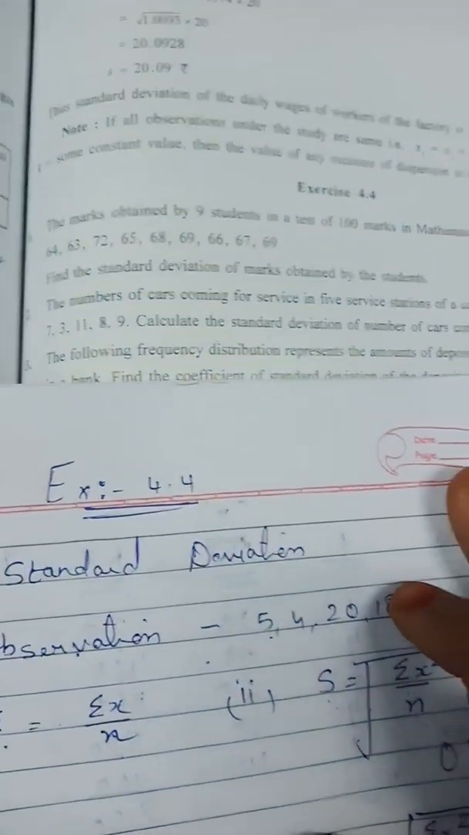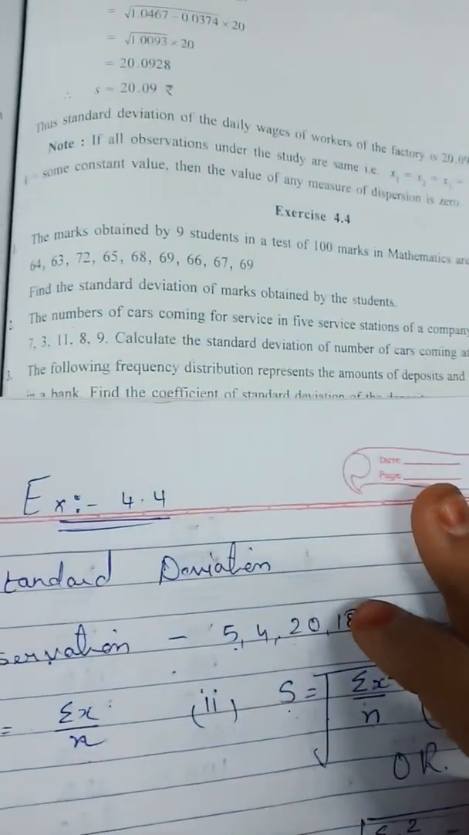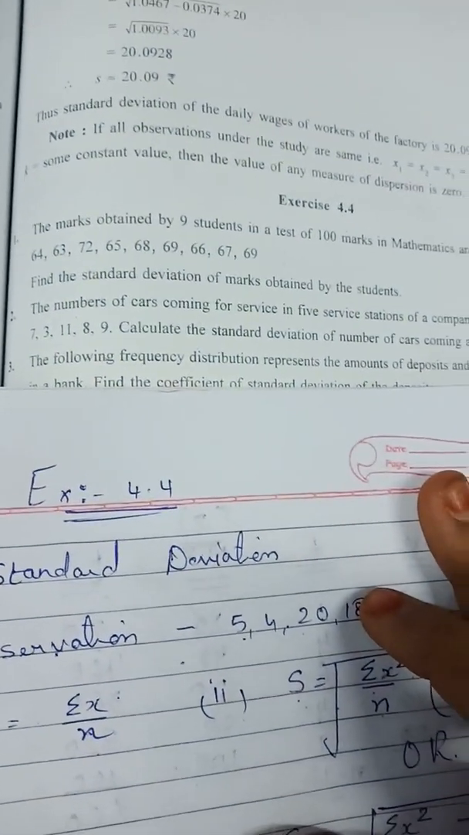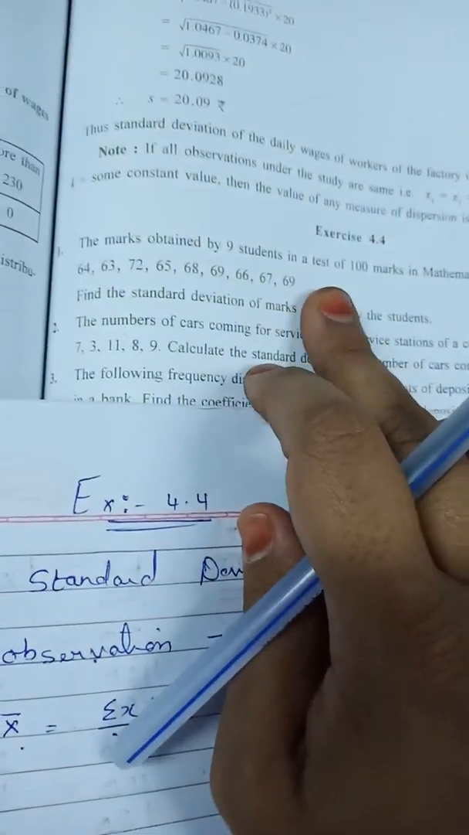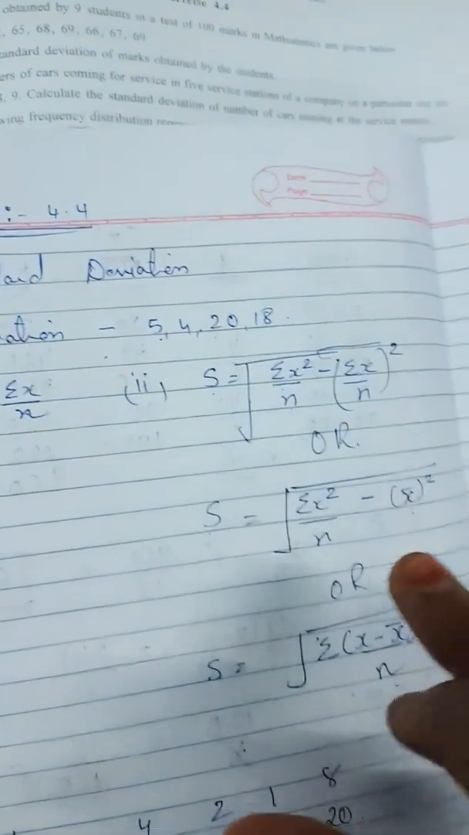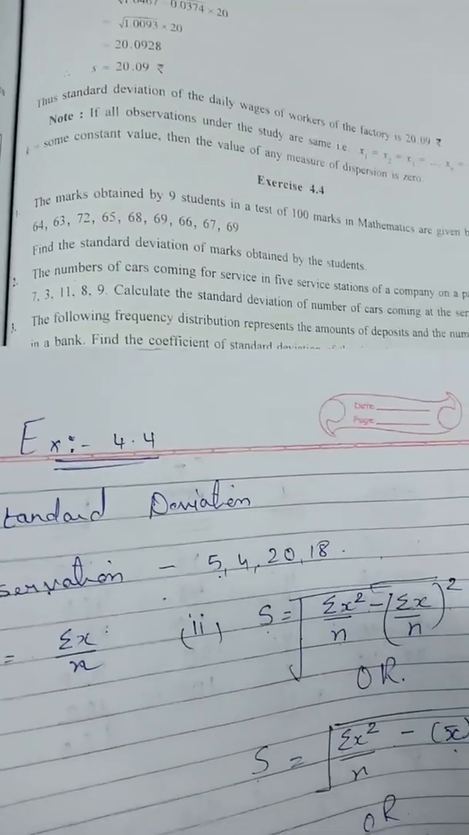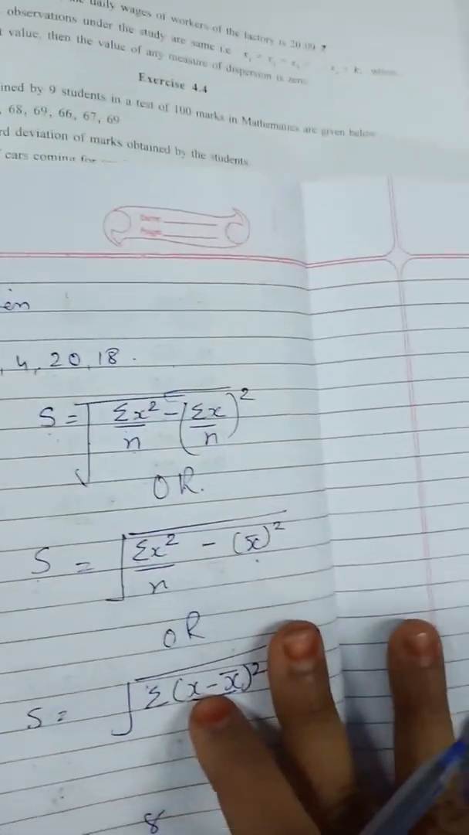Sum number 1. What is sum number 1 telling? The marks obtained by 9 students in a test of 100 marks in mathematics are given below: 64, and so on. Only the observations are there, so we will be using this formula. Or we can find by this or by this or by this. Find the standard deviation of the marks of the students.